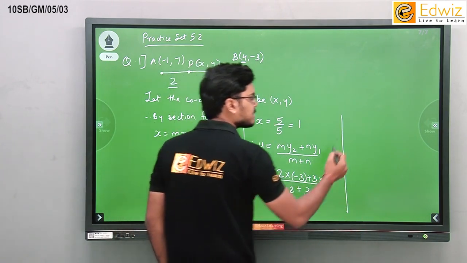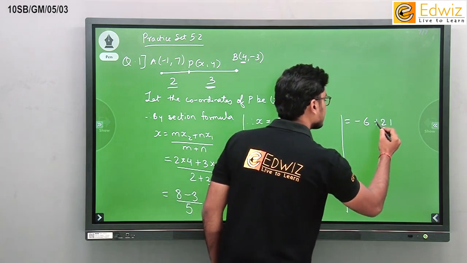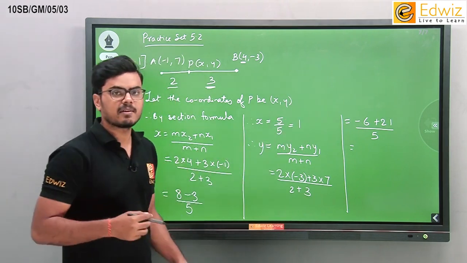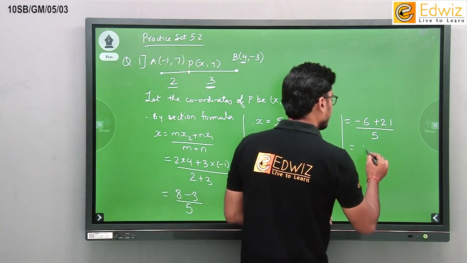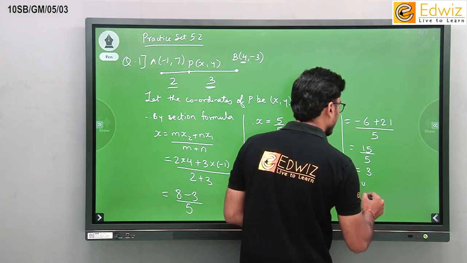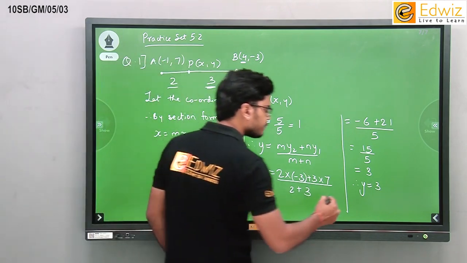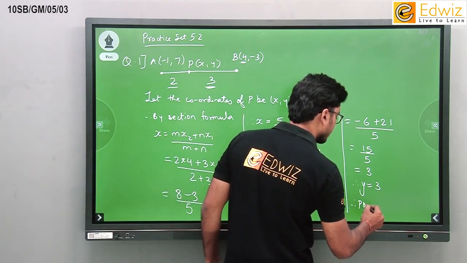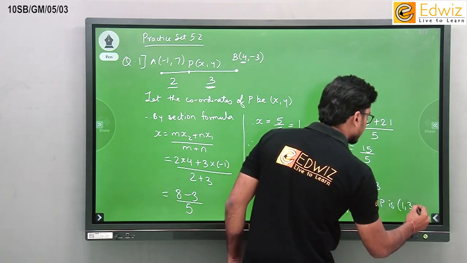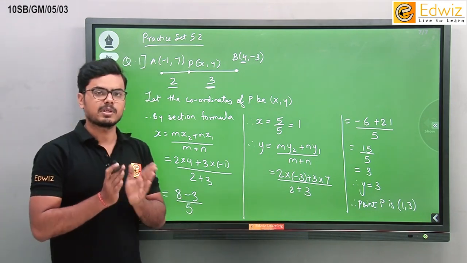2 into minus 3 is minus 6 plus 3 into 7, that is 21 divided by 5. Correct? So minus 6 plus 21 is 15. 15 divided by 5, you are getting 3 as the value of y. Okay, therefore point P is (1, 3). Okay, x comma y, 1, 3. So this is the easy solution for question number 1.